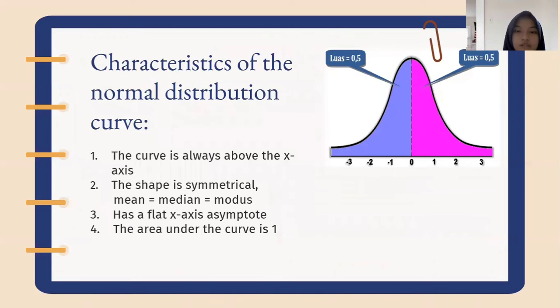There are 4 characteristics of the normal distribution. First is the curve is always above the x-axis. Second is the shape is symmetrical, so the mean is the same as the median and the same as the mode. Third is it has a flat x-axis asymptote. And the fourth is the area under the curve is 1. So the right side is 0.5, and the left side is 0.5.